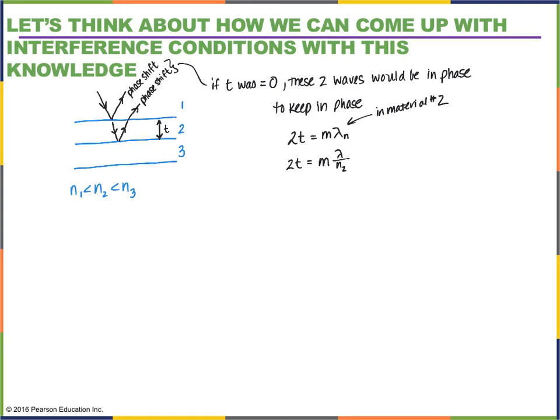And so often we'll just write this as 2nt, where, well, I guess I could call it n2, is equal to some integral multiple of the wavelength. So if I let m equal 1, that's going to be the very thinnest film, like the shortest wavelength that could be constructively interfering. This is the condition for constructive interference.